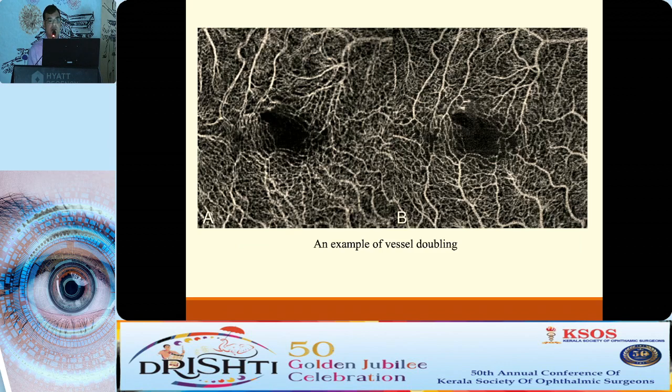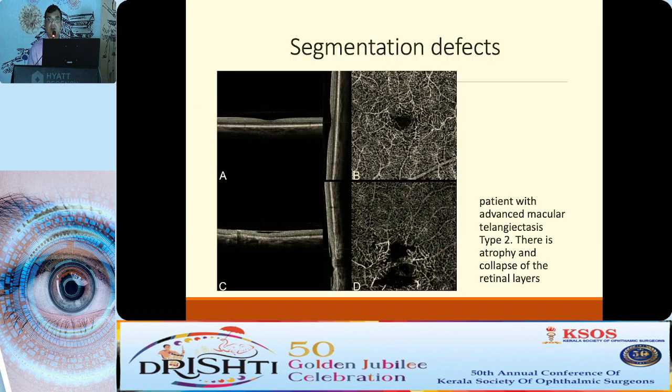This is a vessel doubling artifact. Segmentation artifacts are common when there is collapse, mostly in MACTEL. So through a single slab, if you divide the slab, it's difficult to differentiate which level of the retina it is coming from.